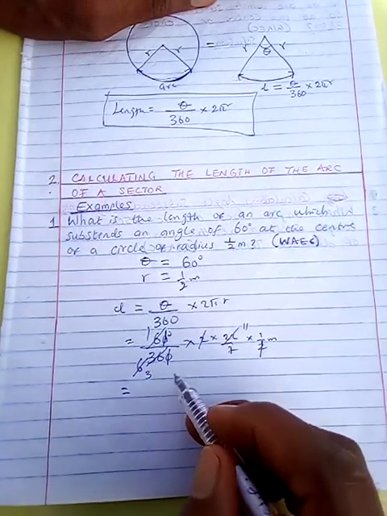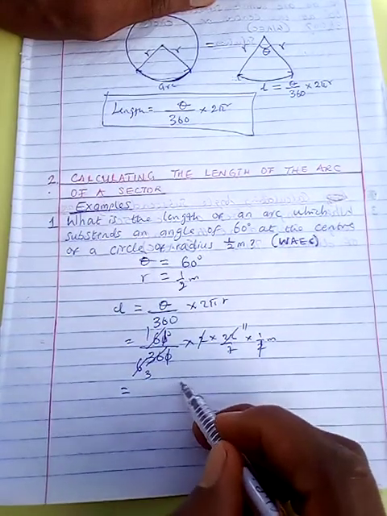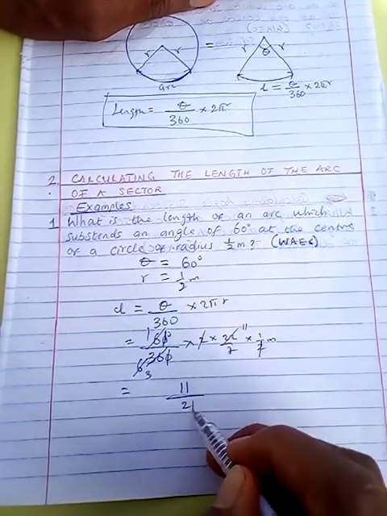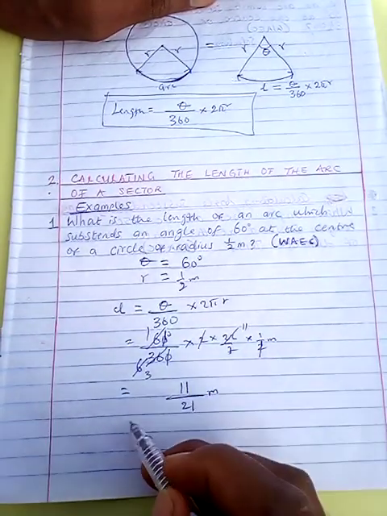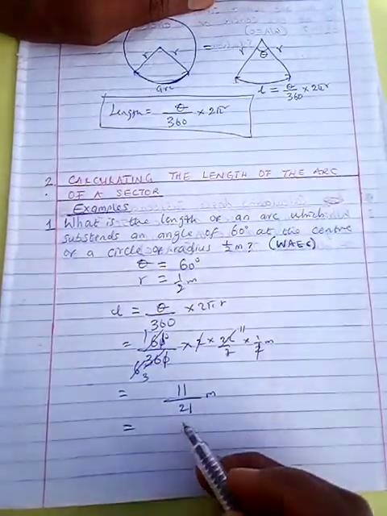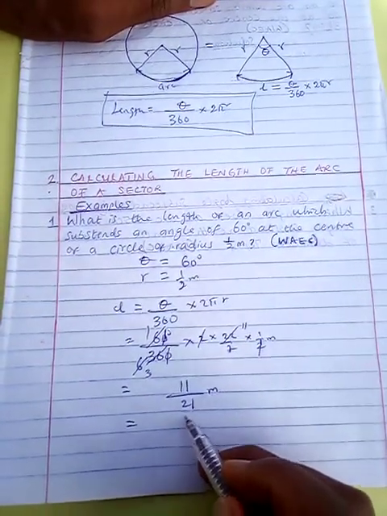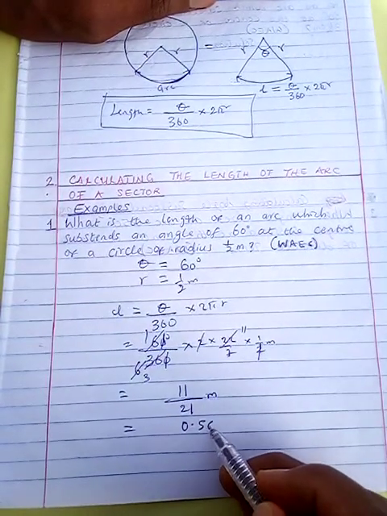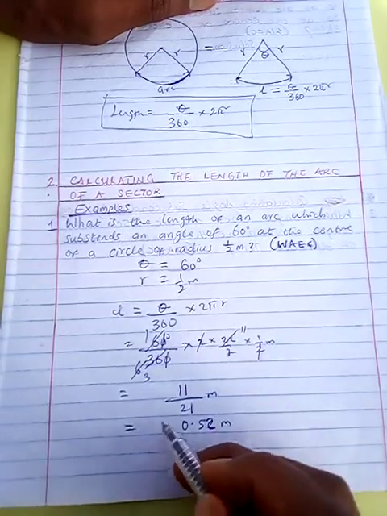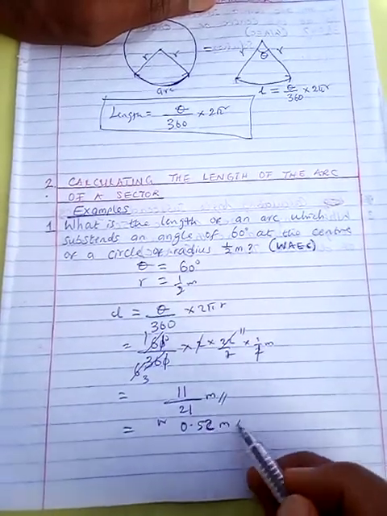So at this point we are left with 11 over 3 times 7, which is 11 over 21 meter. We can leave it like this, or we divide it to finally have an answer of 0.52 meter. So we can leave it in this form or in this form.